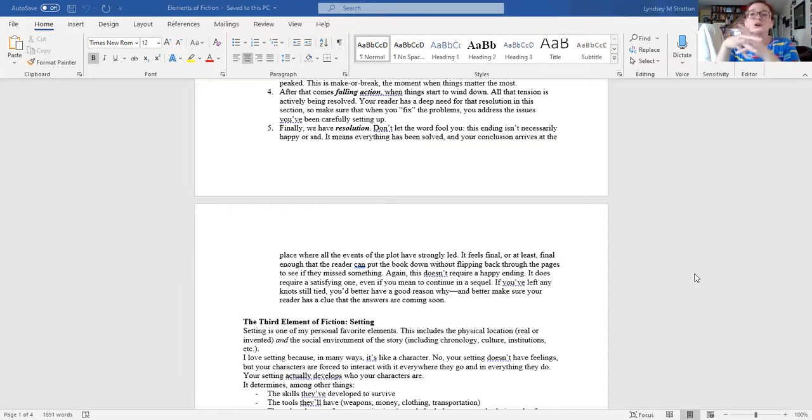And then the next story that you guys are going to read, A Good Man Is Hard to Find, starts in Georgia and goes to Florida. So we have a general idea of how this story is evolving based on its setting.